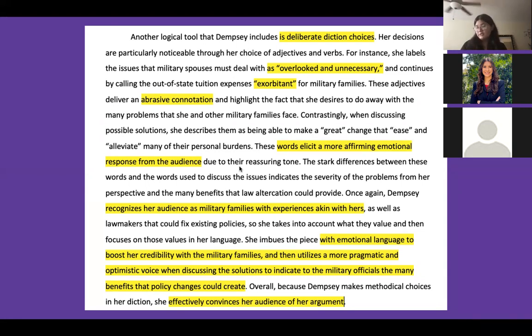And then I talk about how she uses other, more affirming words such as "great" and "ease" and "alleviate" to get a more positive emotional response from the audience. And then I discuss its effectiveness in the end as well. The emotional language is used to boost her credibility. It's making it an effective argument because she's utilizing these specific emotive phrases.